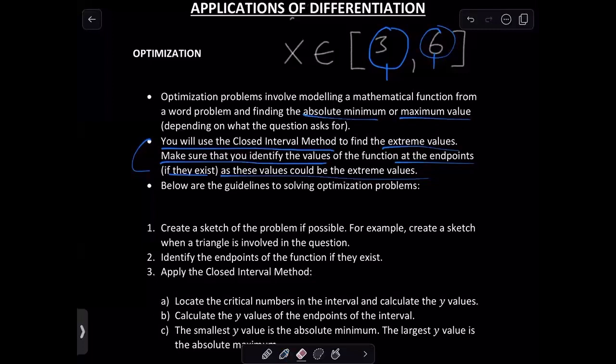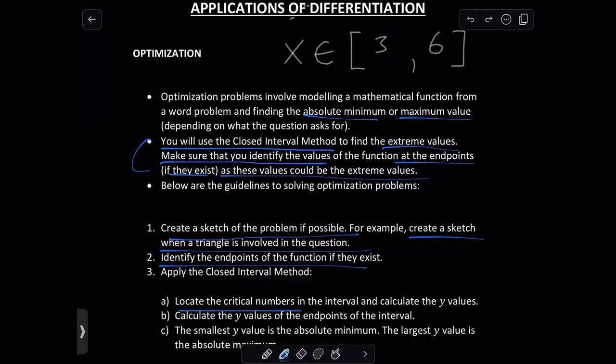Okay, so here are the guidelines to solving optimization problems. Okay, I always recommend creating a sketch of the problem if possible. For example, create a sketch when a triangle is involved in the question, because normally when triangles are involved, you're going to be using trigonometric functions, so a sketch is always helpful. Then identify the endpoints of the function if they exist. So these would be your endpoints here. Okay, so the minimum x value and the maximum x value that you can insert into your function, basically get the domain.